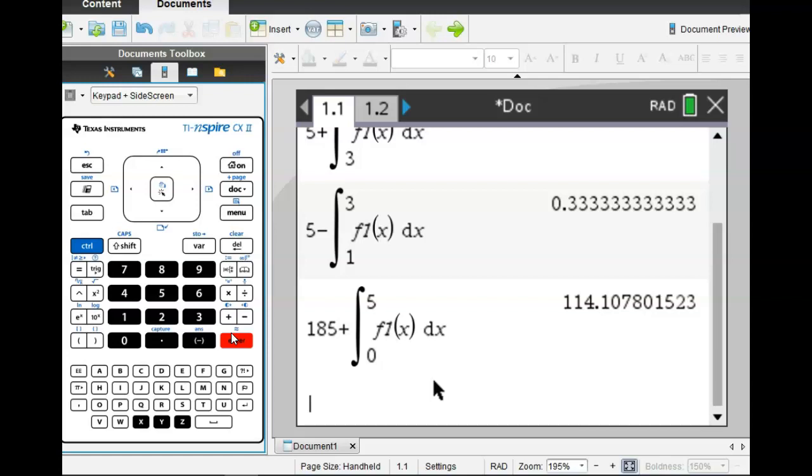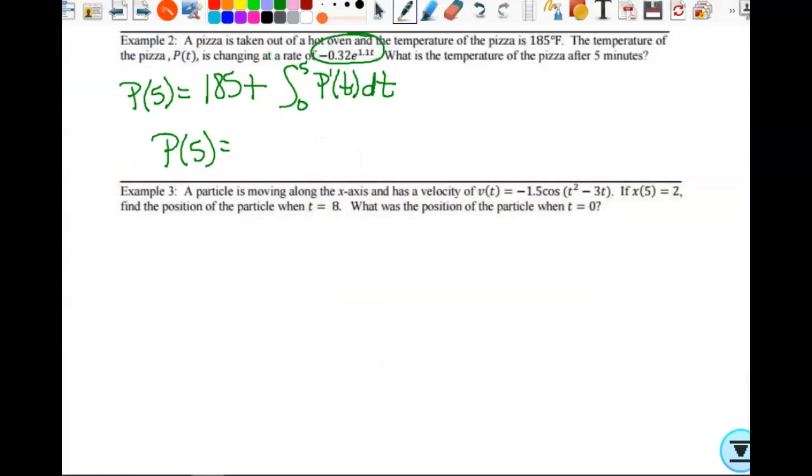It's more just an application of the stuff we've been doing, so it's kind of a review, I guess. You know what I mean? We're kind of putting things together. It's just putting it all together, which makes it seem like a review. So 114.108 degrees Fahrenheit. Very good.